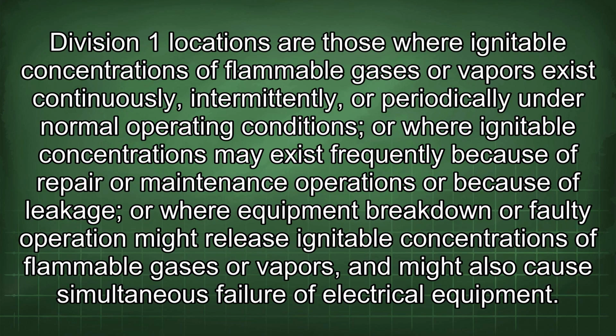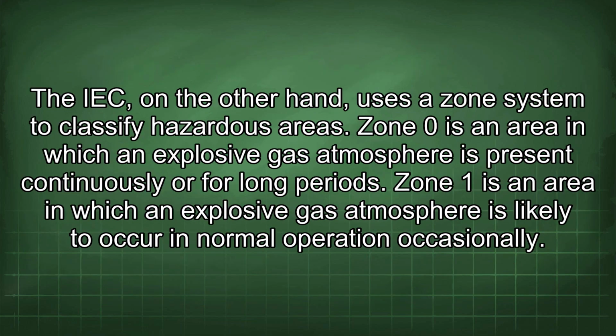Division 1 locations are those where ignitable concentrations of flammable gases or vapors exist continuously, intermittently, or periodically under normal operating conditions, or where ignitable concentrations may exist frequently because of repair or maintenance operations or because of leakage, or where equipment breakdown or faulty operation might release ignitable concentrations of flammable gases or vapors, and might also cause simultaneous failure of electrical equipment. The IEC, on the other hand, uses a zone system to classify hazardous areas.